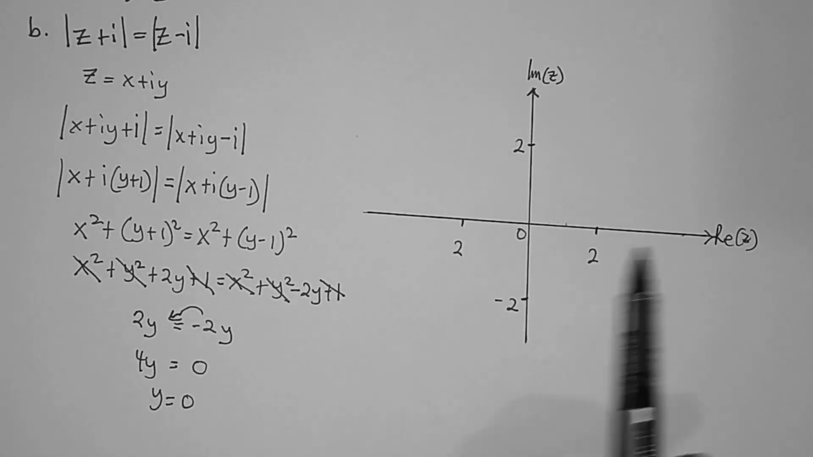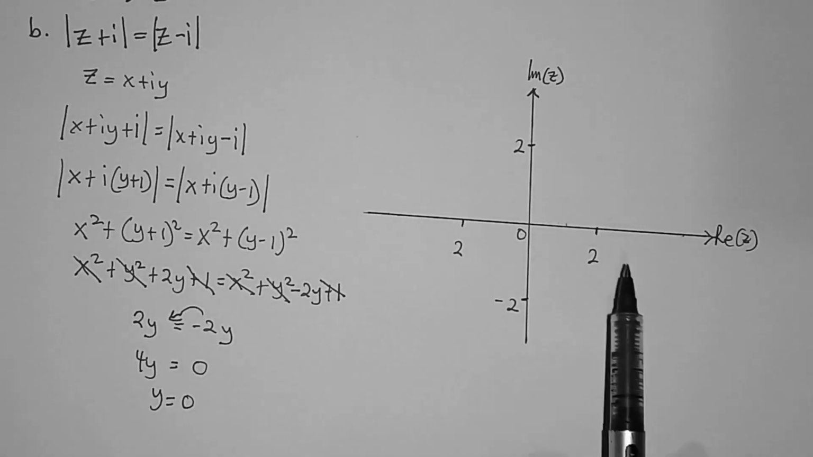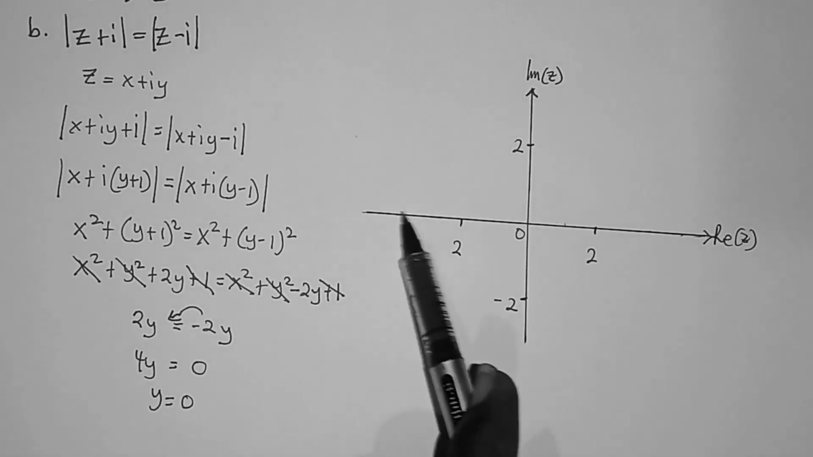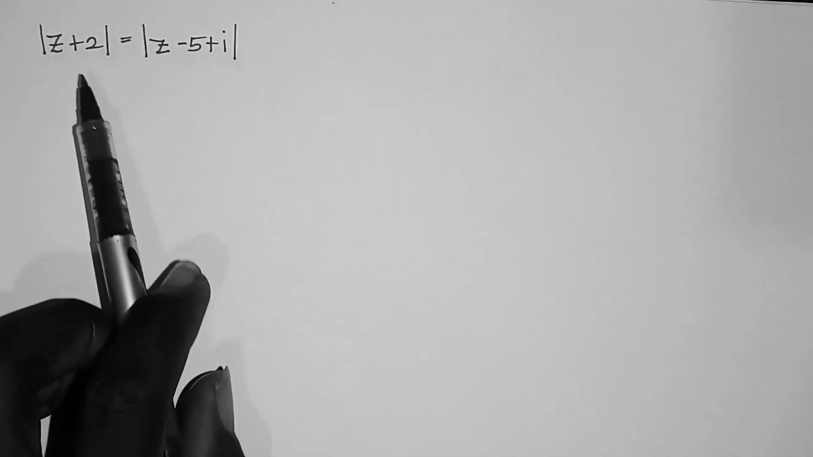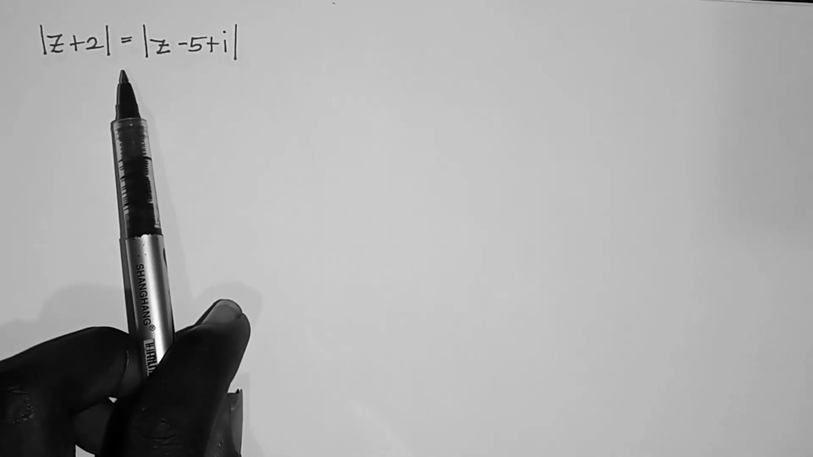So this is how this is represented on an Argand diagram. It is y equals 0. So y equals 0 is the real axis. So let's solve this equation. So let's sketch this modulus 2 on an Argand diagram.